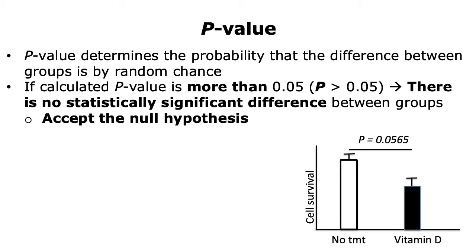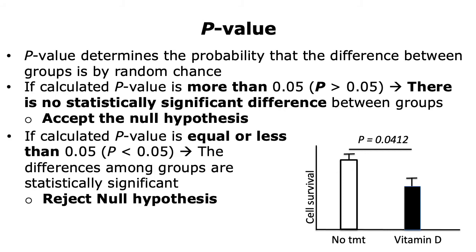On the other hand, if the p-value that is calculated is equal to or less than the cutoff of 0.05, which is about 5%, then it shows that the differences among the groups are statistically significant. And in this scenario, we will reject the null hypothesis, and thus we will conclude that there is a change in the cell survival when the cells are treated with vitamin D.